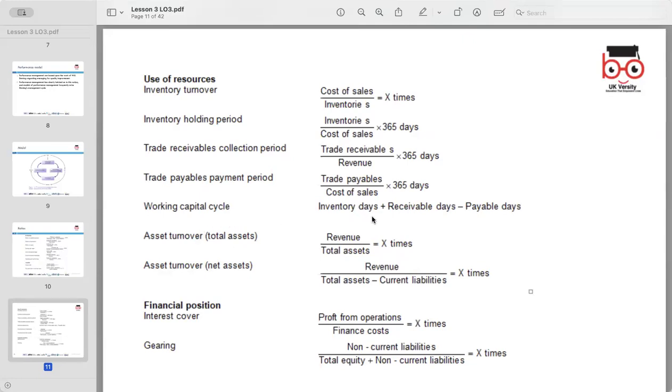Then working capital cycle, inventory days plus receivable days minus payable days. Asset turnover, revenue divided by total assets, multiplied by times. Asset turnover on net assets, revenue divided by total assets minus liabilities, multiplied by times. Financial position: interest cover, profit from operations divided by financial cost, multiplied by times, and gearing, non-current liabilities divided by total equity plus non-current liabilities, multiplied by times.